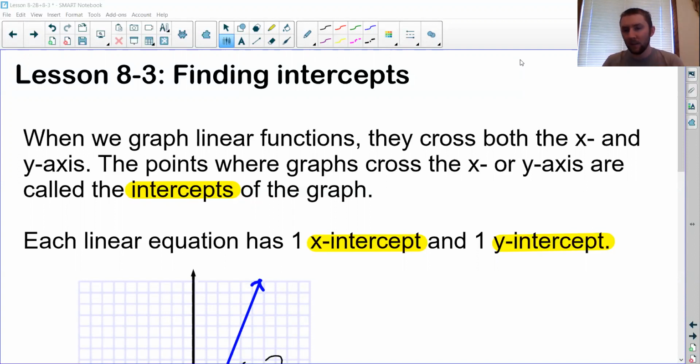So we have x-intercepts, meaning the points where we cross the x-axis. We have y-intercepts, where we cross the y-axis. Most linear equations have one of each, one x-intercept, one y-intercept. And our goal today is to find those.